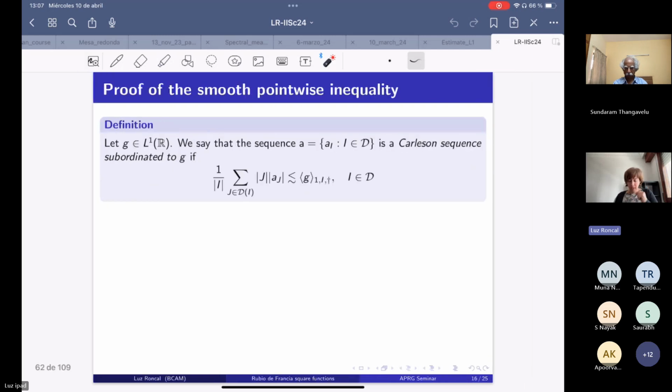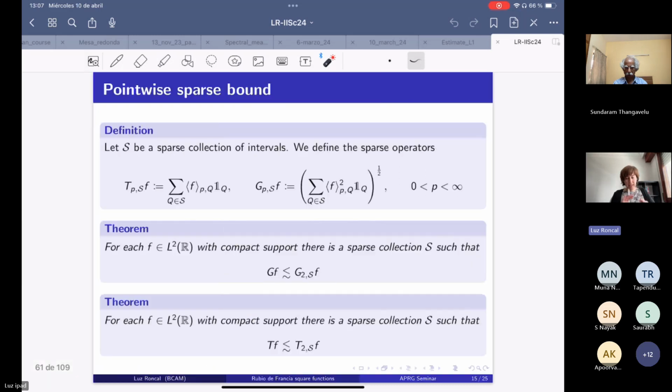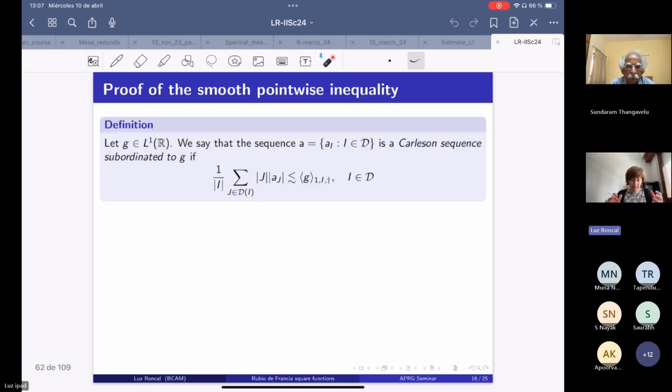Okay, how to do this? I will just present the idea of how to get the estimate for the smooth. The rough is even a bit more technical, and just for the sake of presentation, I will reduce to the ideas of the proof for the smooth. There is one important concept that is present in our proof that is also quite typical in dyadic harmonic analysis, sparse operators, and time frequency analysis, called Carleson sequences.